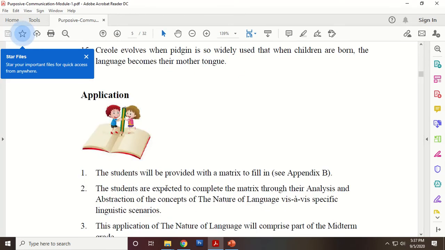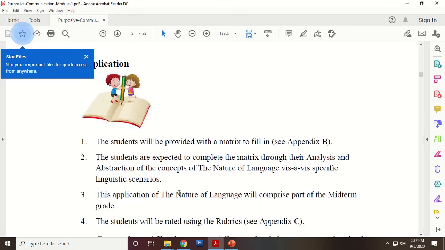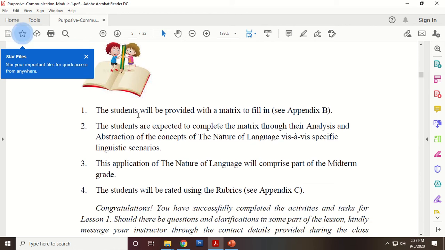And next is the application. In this case, you are going to answer this. You can write it on a different sheet of paper, and then take a picture of it and send it to me, either on my Gmail or by private message on Messenger. You still need to answer this one.